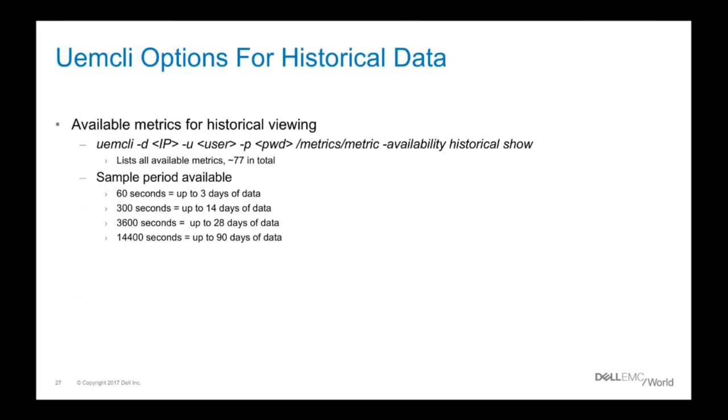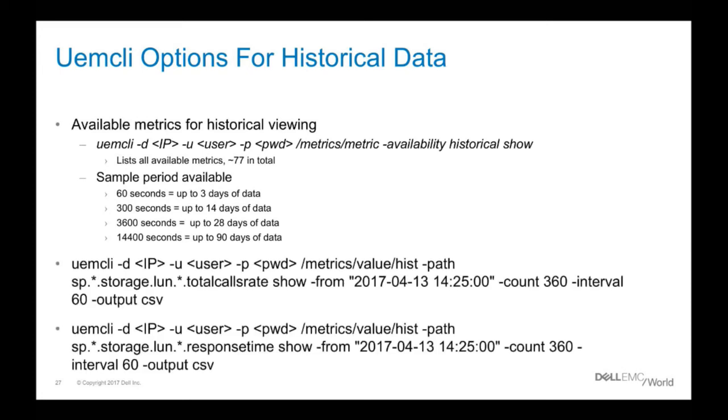Now, we've got Uemcli options for retrieving data from the historical database. We have the same historical data retention available to us with this data. We have approximately 77 metrics available to retrieve using CLI commands. And here's a couple of examples of the CLI commands used in this exercise.